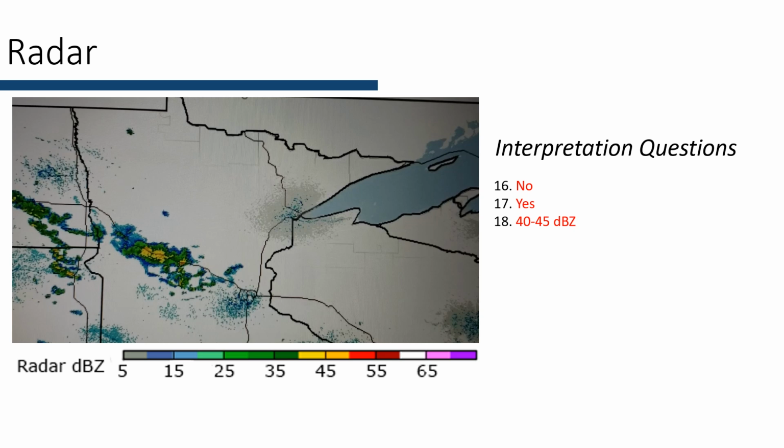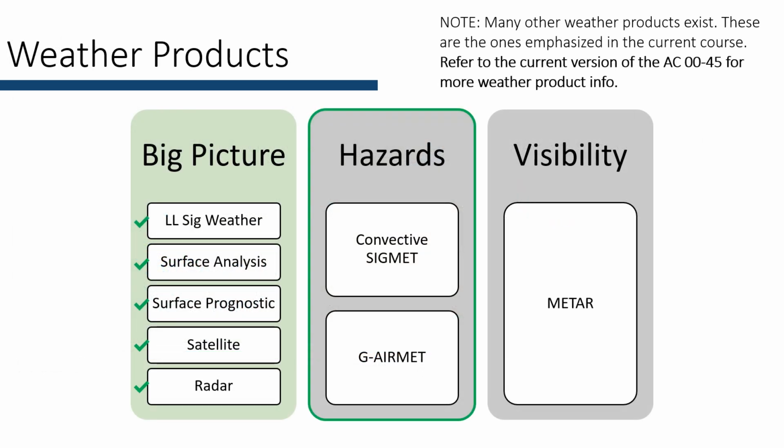Question 18. What is the decibels for the most severe precipitation near your route of flight? The answer is 40 to 45 decibels. That completes the big picture section. Now we'll move on to hazards. The hazard section is comprised of convective SIGMETs and G-AIRMETs. We'll start with convective SIGMETs.